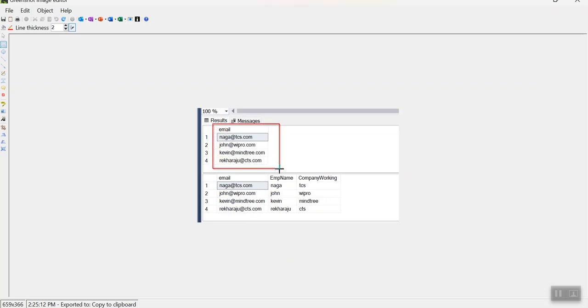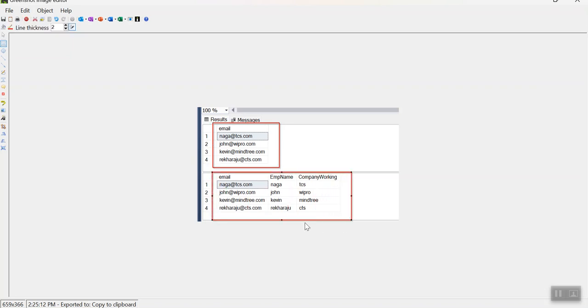The interviewer said there is a column email. There are email IDs, for example naga@tcs.com. He wants to see the output like this: three columns, the original column, the employee name, which is the name present before the at the rate symbol, and the company working.